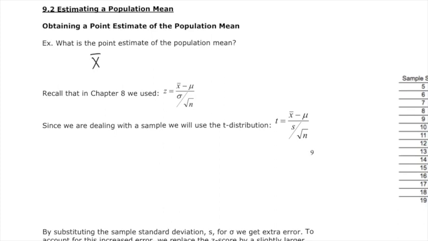Recall that in chapter 8, we used the following formula to calculate a z-score. Z equals X bar minus mu divided by the standard deviation over the square root of n. Since we're using a sample in this chapter, we're going to use a t-distribution. We'll talk about the t-distribution in a little bit, but it's very similar to the standard normal distribution.